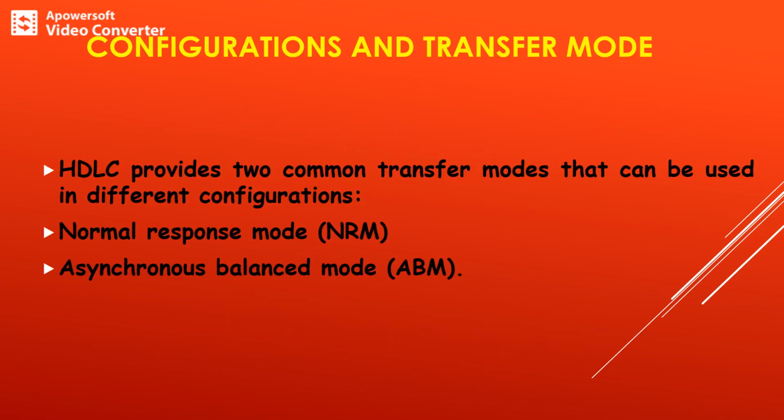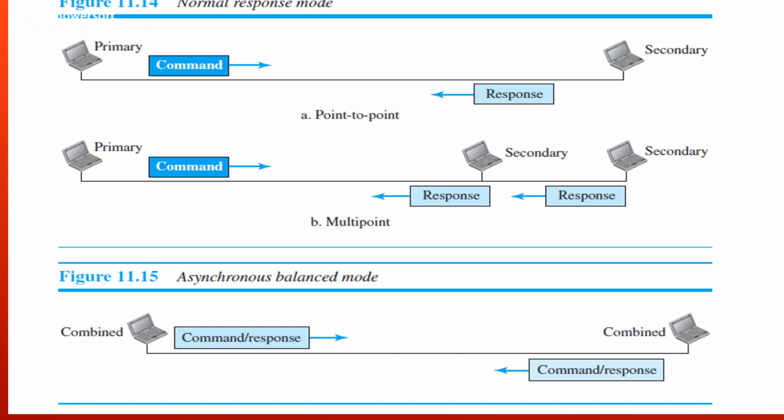Configurations and transfer modes. HDLC provides two common transfer modes that can be used in different configurations. The first one is normal response mode, in short NRM, and the second one is asynchronous balanced mode, that is ABM. In the case of normal response mode, the configuration is unbalanced. In the diagram we can observe two configurations here. One is NRM with respect to a point-to-point link. The second one is NRM with respect to a multi-point link.